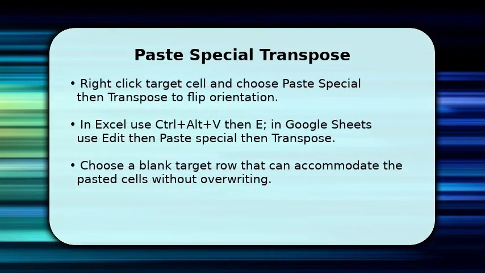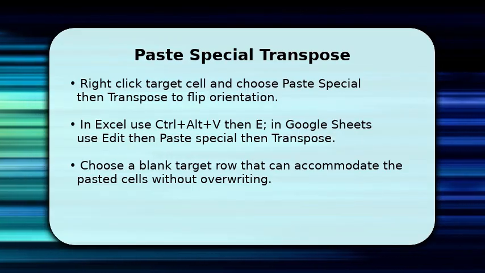Next, select the top left cell of the target row where you want the data to start. Right-click and choose Paste Special, then transpose to flip the column into a row.